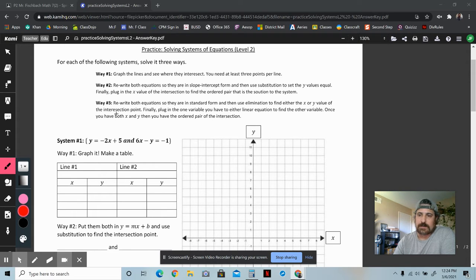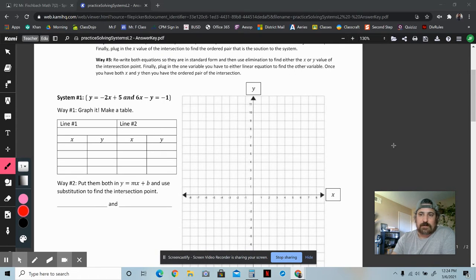What I'm going to do for each of these examples is I'm going to do all three ways, and then you can decide which way works best for you. Sometimes the graph is really easy and it works out nicely where you know exactly where the lines intersect. Sometimes it doesn't work out nicely and you have to use something else like substitution or elimination to find it. So the first example, we're going to try the graphing method first.